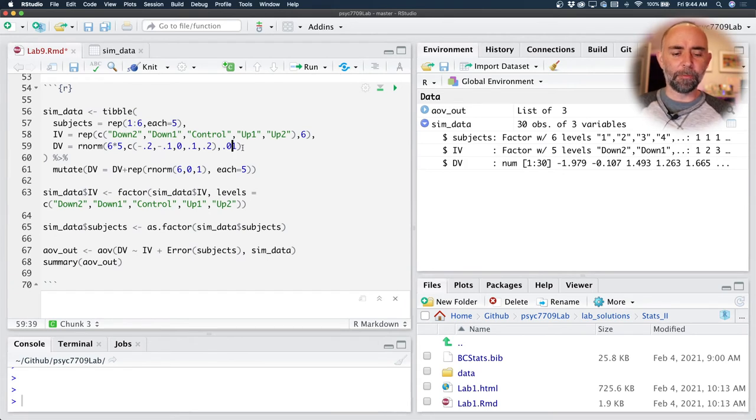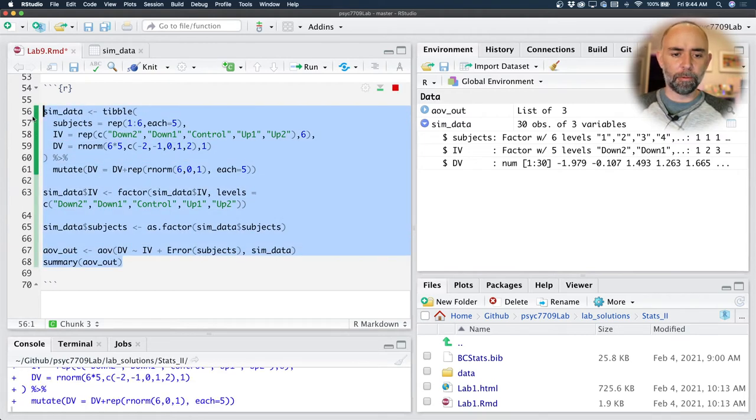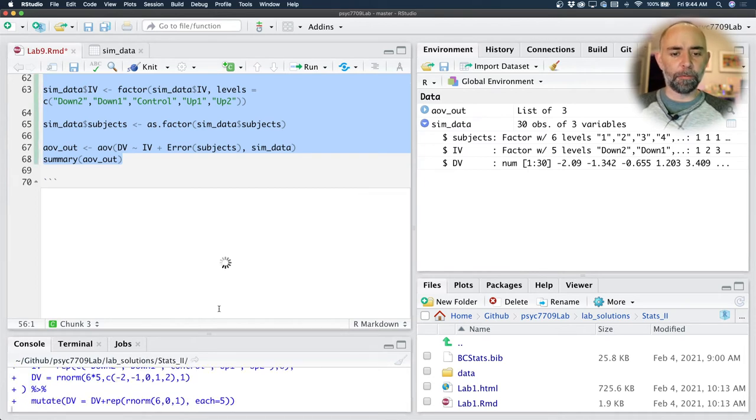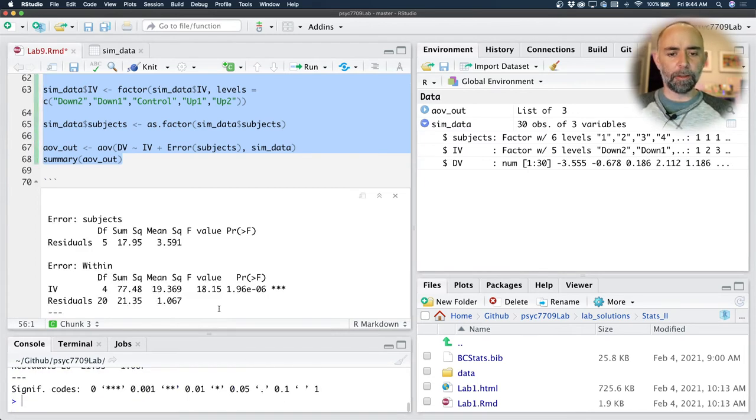So what happens here? I'm just curious. See if we can leave the values at -2, -1, 1, and 2. So our F values are a little bit more back in the normal range. This is still a huge effect. My guess is almost all cases will be significant. That's what I'm seeing here.